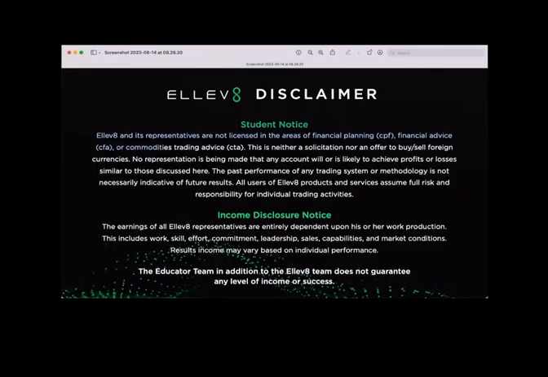Okay guys, here's a quick overview of TradeBuddy for those of you that are using it and those of you that are interested in using it.